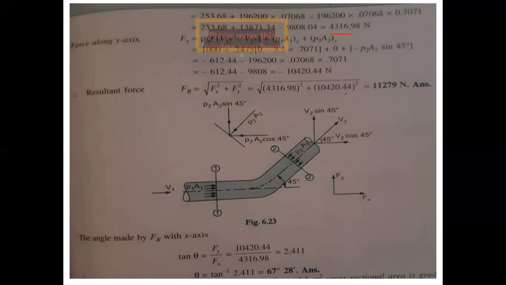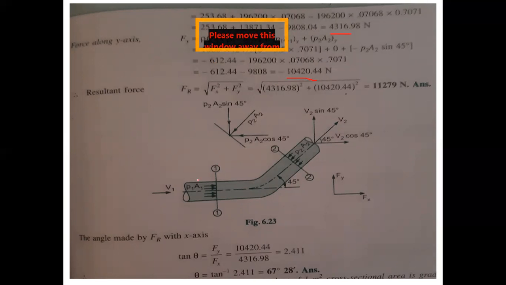Now 1000 into 0.24 into 0 minus 3.5 into 0.7071 plus 0. Just apply those values in the same way. Substituting, we are getting minus 10,420.44 Newton. The negative sign indicates it is in the downward direction.